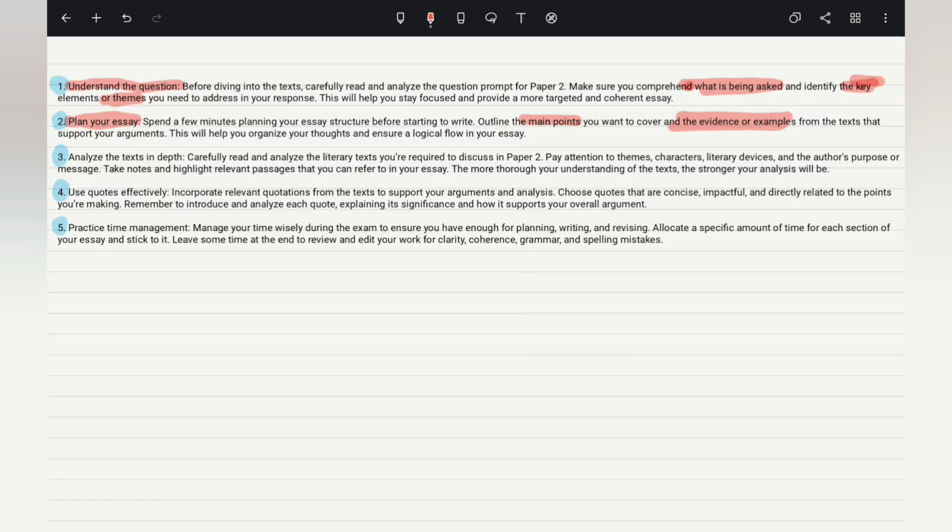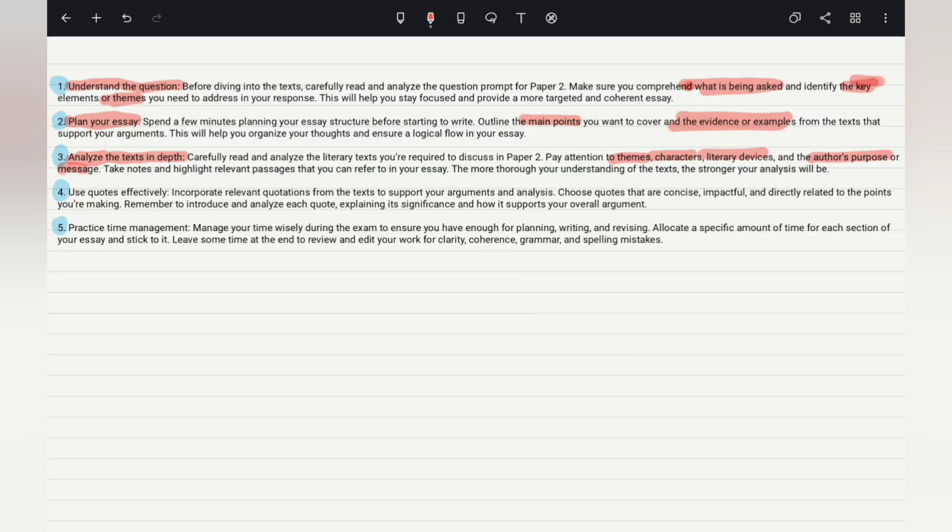Number 3, analyze the text in depth. Very important. So again, an important strategy for your literature paper 2. Carefully read and analyze the literary text you're required to discuss in paper 2. Pay attention to themes, characters, literary devices, and the author's purpose or message. Very important. So you need to essentially tick these off in your essays for your paper 2. If you can do that, then you have written an amazing answer.